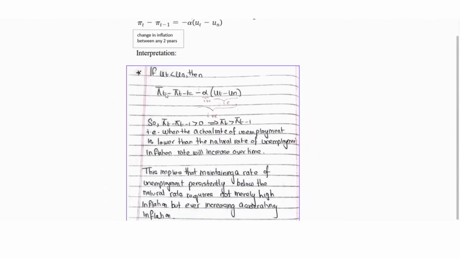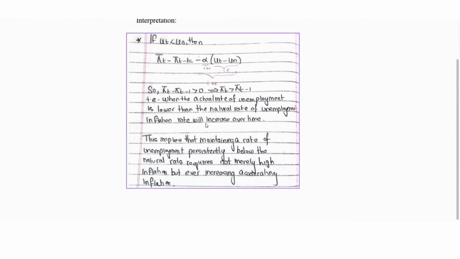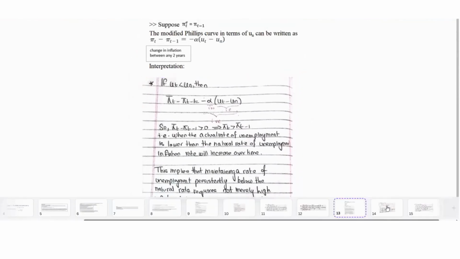Right, this is the difference between the original Phillips curve and the accelerationist Phillips curve we already looked at before. In the original Phillips curve, if ut is less than un, then pi t is just greater than pi bar. We have higher inflation, not increasing inflation. But if ut is less than un and we have the modified Phillips curve, then we know pi t is greater than pi t minus 1. So we don't merely have high inflation, but we have ever accelerating inflation. Right, so that's the difference here.